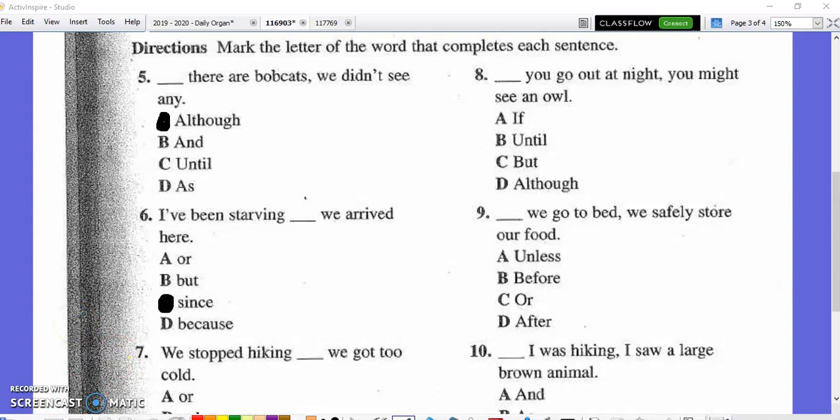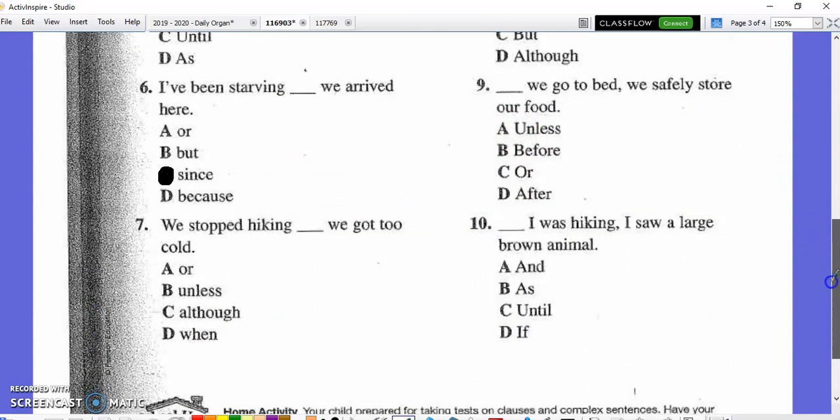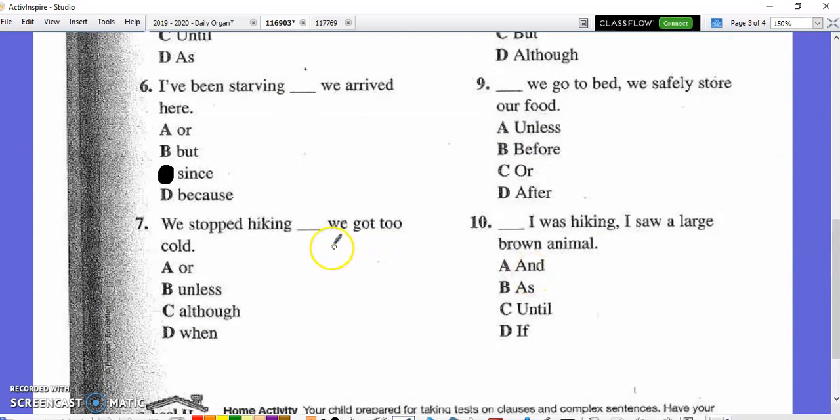The answer is C, since. It completes the thought and makes this sentence complete. I've been starving is your independent clause, and since we arrived here is the dependent clause. Put them together, you have a complex sentence that makes complete sense. Number 7, we stopped hiking blank, we got too cold. Which is the best word that would complete this thought? Or, which is the letter A, unless, which is B, although, which is C, or when, which is D. Pick your answer now.